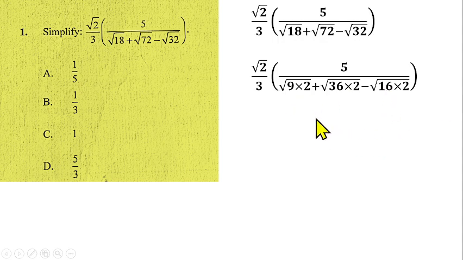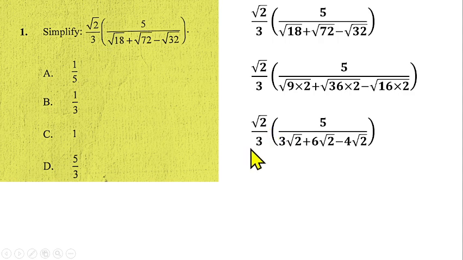So if we simplify that further, we have root 2 over 3 times 5 over, this will give us 3 root 2, then this will give us 6 root 2, minus 4 root 2. And from there we can simplify this. You can add this and subtract this since they have the same surd. So you're having 3 root 2 plus 6 root 2, that gives us 9 root 2, then minus 4 root 2, that gives us 5 root 2.